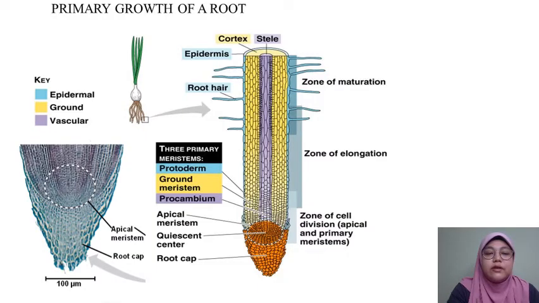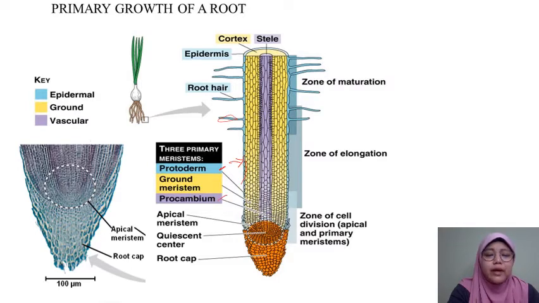Let's have a closer look at the three primary meristems. So you can see here it's color-coded. Let's start with the protoderm, which is in blue. So the protoderm is the outermost primary meristem that produces the single cell layer of the epidermis. So water and minerals absorbed by the plant must enter through this epidermis. And there's also the presence of root hairs that enhance the absorption of water by greatly increasing the surface area.